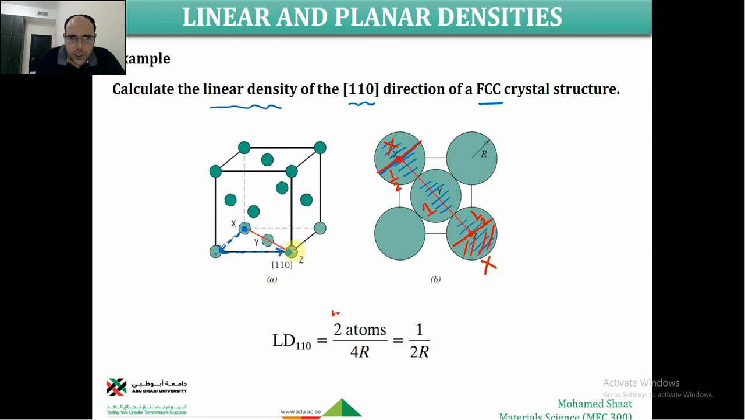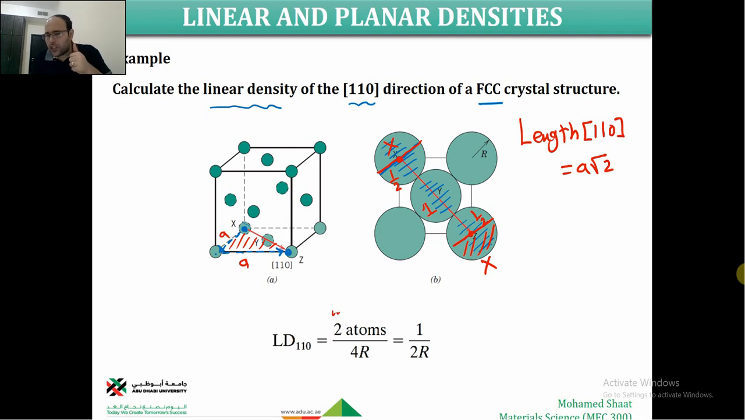What is the length of this direction? For the FCC crystal structure, this edge should be A. This edge should be A as well. So what should be this edge? It should be the hypotenuse, the diagonal of the base. So this hypotenuse, from the trigonometry of this triangle, will be the length. So the length of the direction 110 will equal A square root of 2 according to this triangular shape. Make sense?